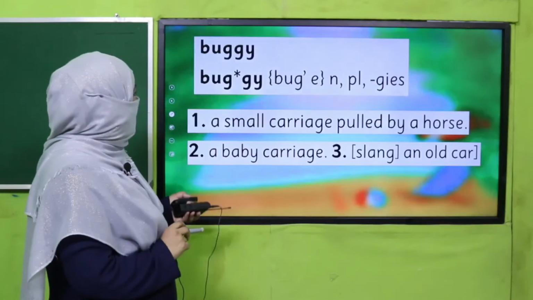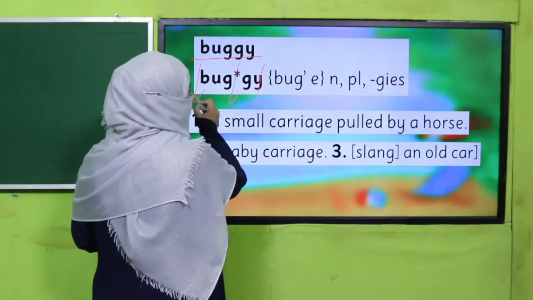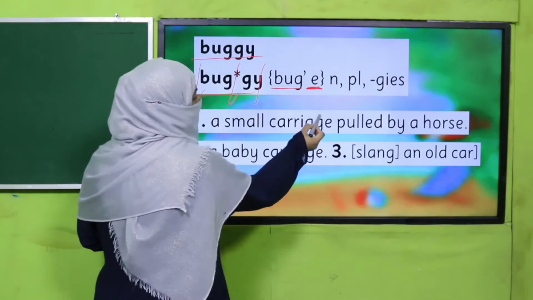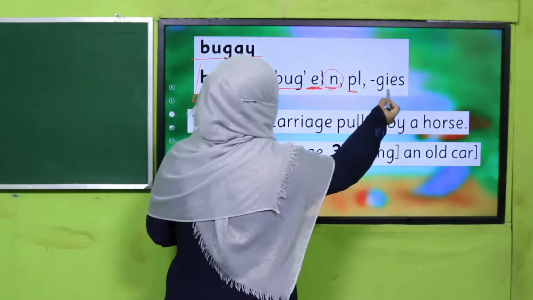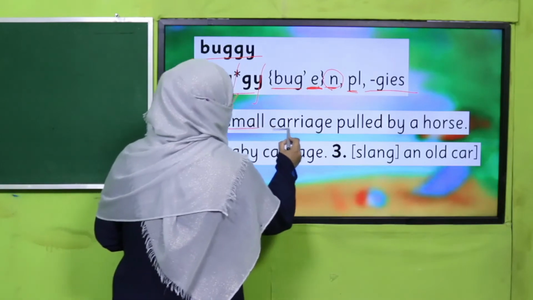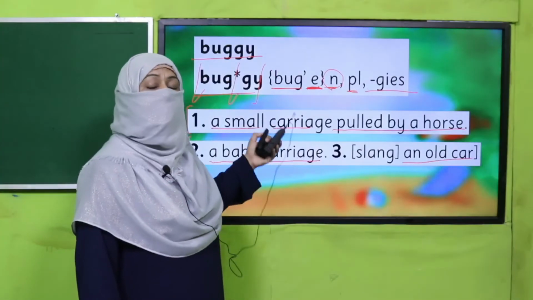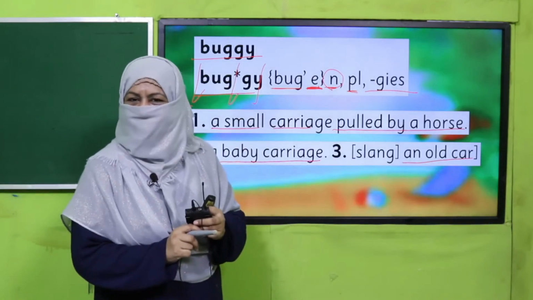The second example is buggy. How do we say buggy? This is how it's given, buggy. This is the pronunciation, you see, buggy. It's a noun. You can convert it into its plural in this way, and these are the meanings. A small carriage pulled by a horse, or a baby carriage, or an old car is also called buggy. You see? So this is how we find a word in a dictionary, right?